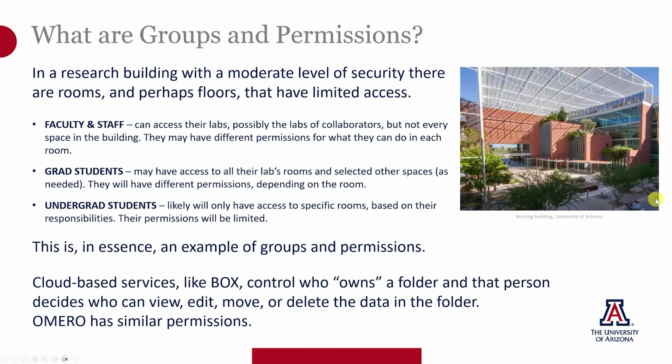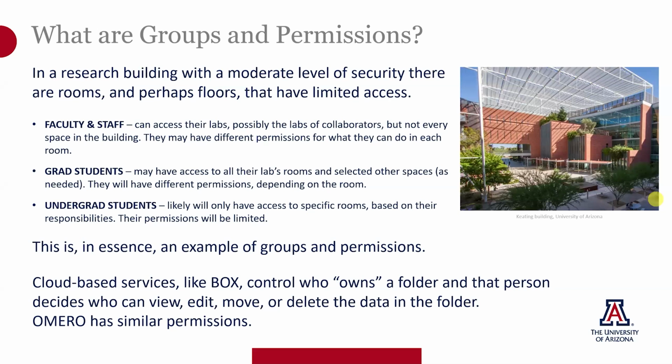So what are groups and permissions? Well, if we think about where we work, in research buildings with a moderate level of security, there are rooms and even floors that may have limited access. Faculty and staff can access their labs and the labs of collaborators, but they can't go into every space in the building. They may have different permissions on what they can do in each room. Grad students would have a more restrictive role as to what their access is, and they may have different permissions. And undergraduates, we would probably assume, would have even more limited permissions.